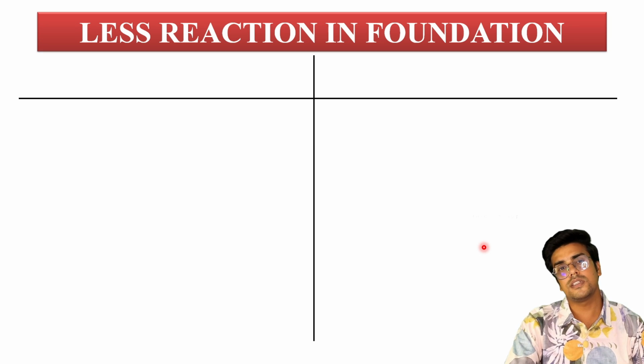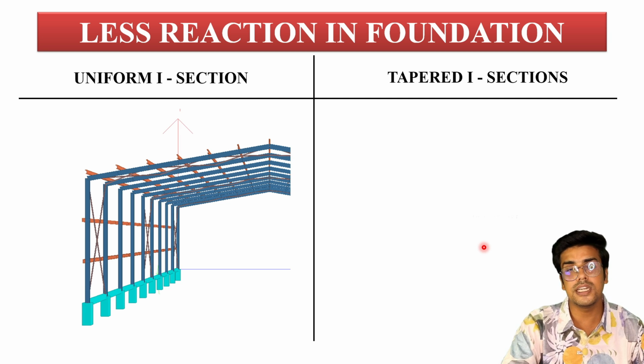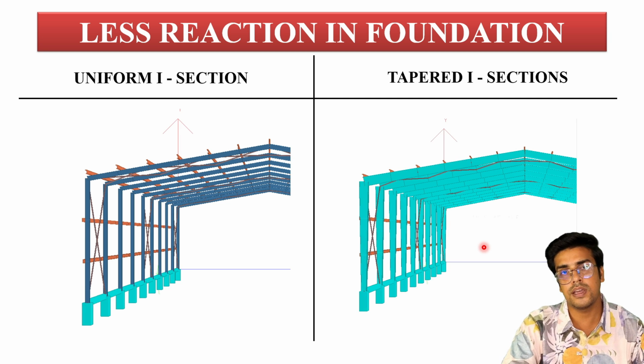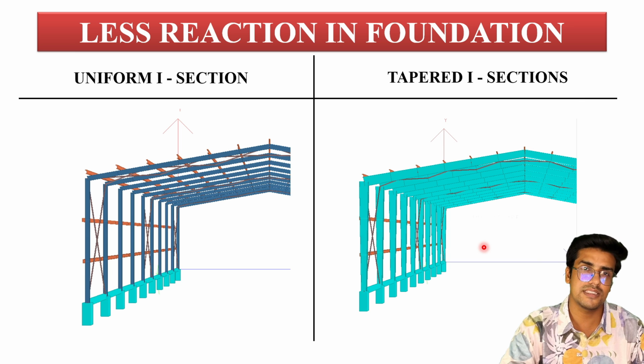So that was the particular reason why we use the uniform I section and when we use the tapered I section, and we can now easily conclude that because of the non-uniform bending moment generation, we use the tapered section, and the tapered section results in less consumption of steel and cost optimization also.